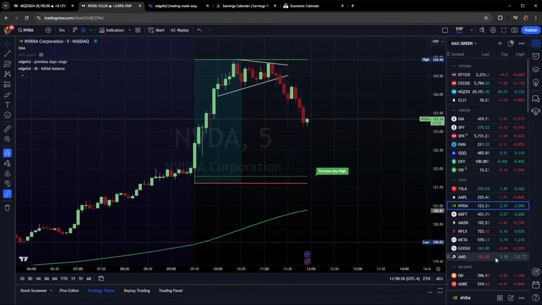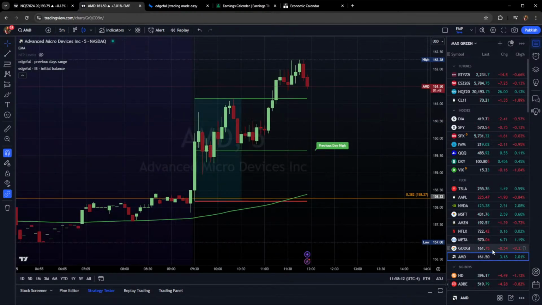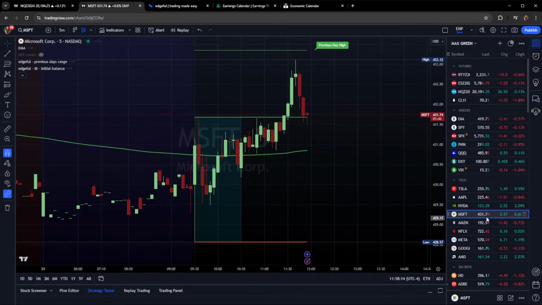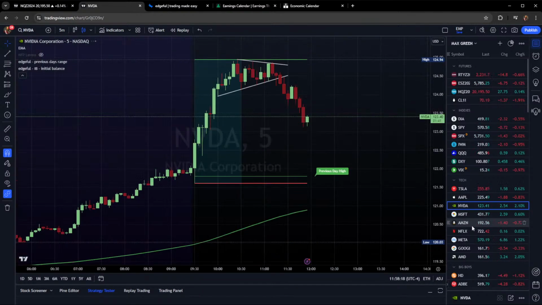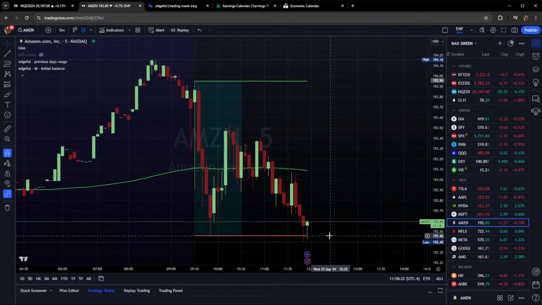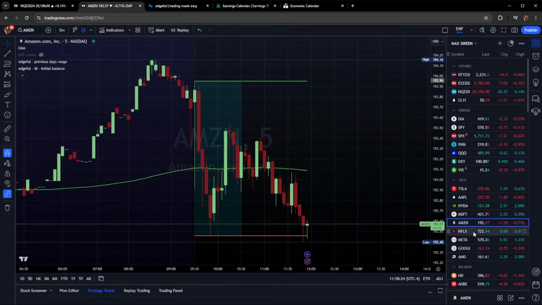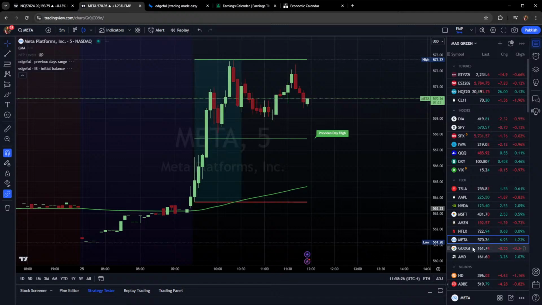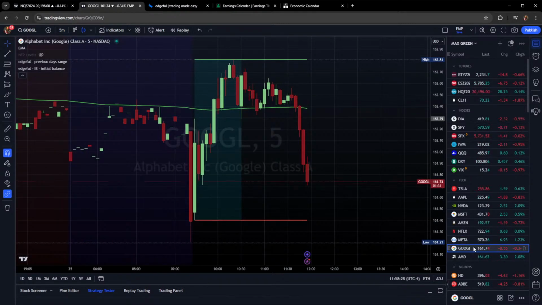Interesting. AMD cooled off finally, a little bit. Microsoft stopped breaking out. Microsoft's back testing the ORB. This could easily bounce right now. Amazon trying to hold lower ORB. Slightly broke it though. Ooh, Google got smoked.